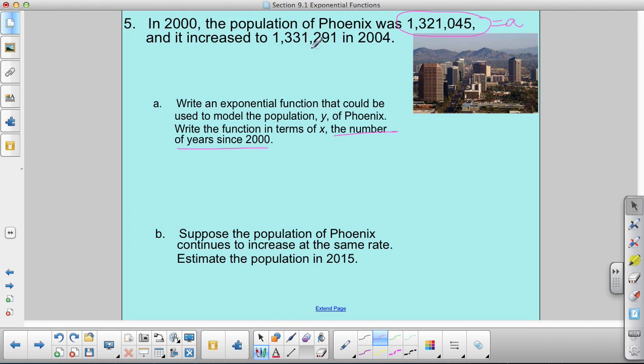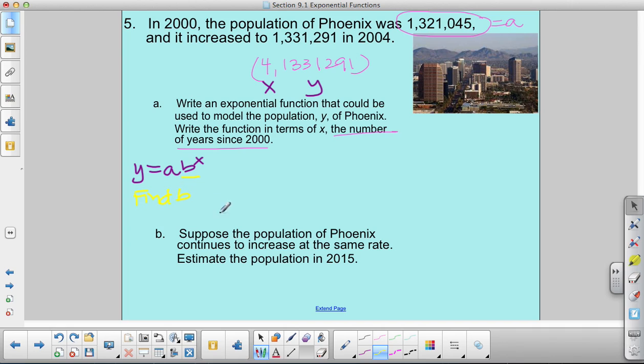And it increased to, well, they're telling me an ordered pair here. How many years after 2000 is 2004? Well, it's 4 years. And we had this many people. So really what I have is an ordered pair. This represents X, this is Y, and here's my A. So what do I not have for my equation? Y equals A B to the X. I do not have B. So we need to go ahead and find B.